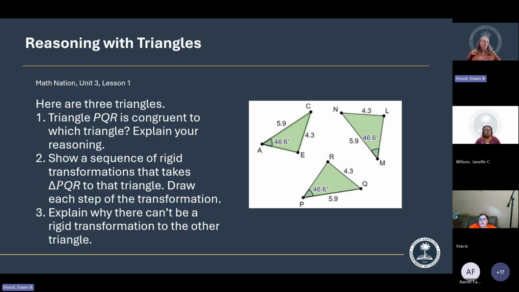And what do they need to know before they start this activity? Can I hear from 2 people? How to do transformations. What else?